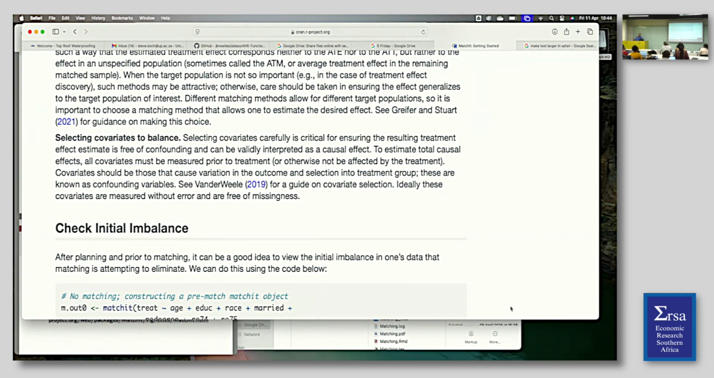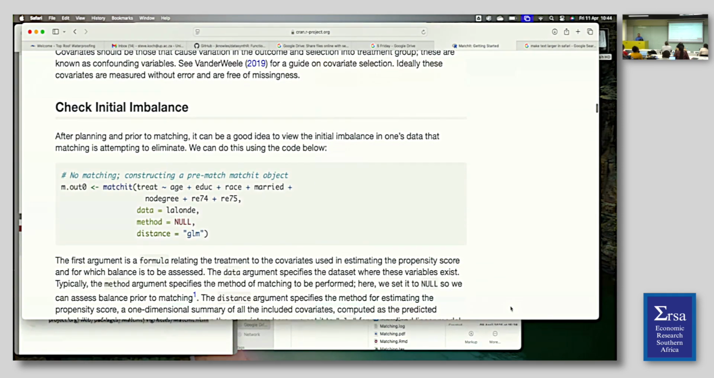All right, but then it talks more about practical issues. So the first thing that people do, remember, one of the assumptions is balance. So let's see how different the treated sample is from the untreated sample, right? They call this checking initial imbalance. Basically what they say is use the MatchIt command and look at the difference in outcomes using distance based on the propensity score, which is a GLM estimator in R.